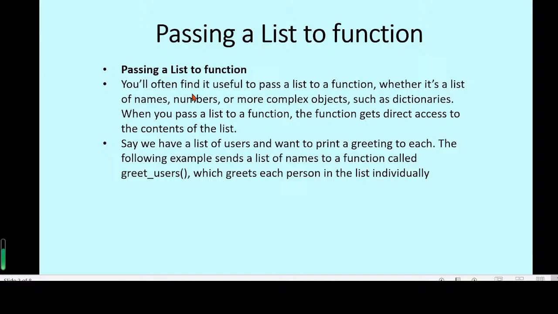Passing a list to a function. You will often find it useful to pass a list to a function, whether it is a list of names, numbers, or more complex objects, such as dictionaries. When you pass a list to a function, the function gets direct access to the contents of the list. Say we have a list of users and want to print a greeting to each. The following example sends a list of names to a function called greetUsers, which greets each person in the list individually.